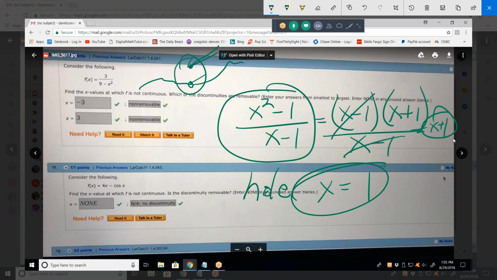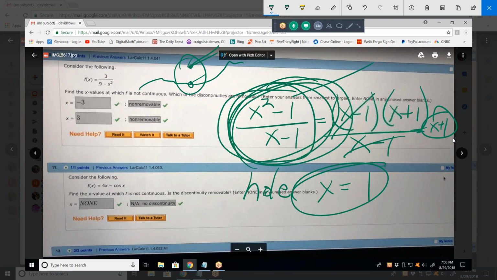In other words, this function right here would definitely be discontinuous at x equal 1, wherever there's a hole. It would be a removable discontinuity, but that's the only thing. So that's then the main difference between removable.